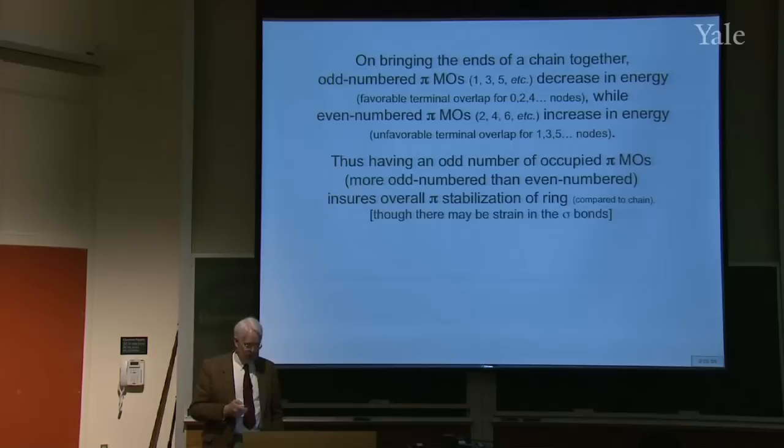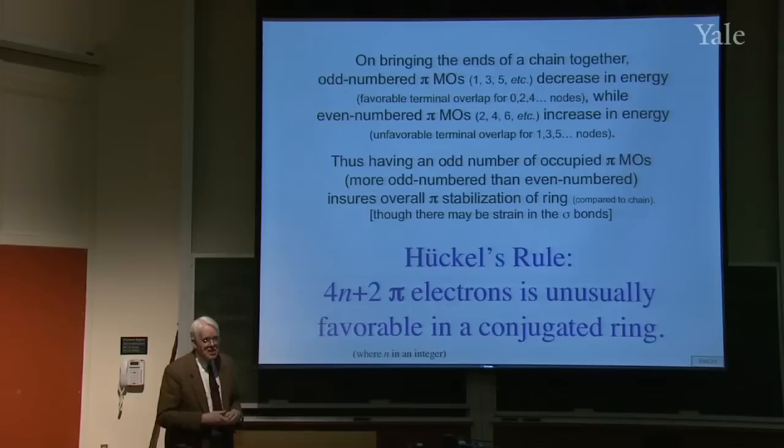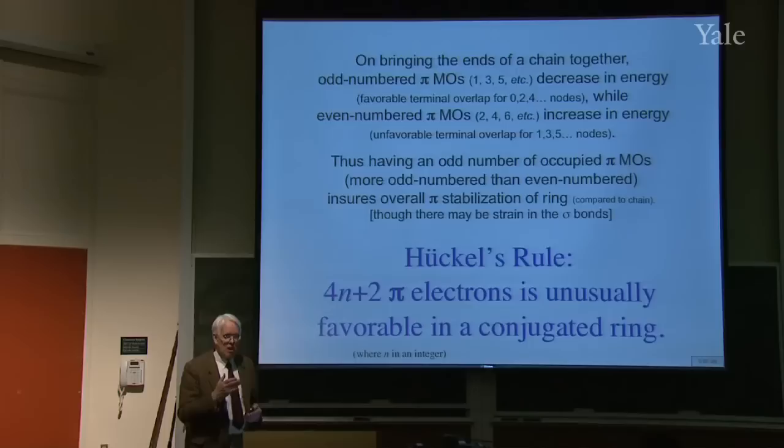Of course, you also have to take into account the sigma bonds, because when you bend things into a ring, you may introduce ring strain, like in the three-membered ring. There's obviously that. But as far as the pi electrons go, there's going to be special stability if you have an odd number of electron pairs. And this gives rise to Hückel's rule, as it's called, which is if you have 4n+2 pi electrons, that's going to be unusually favorable in a conjugated ring. Compared to what? Compared to a chain that's not touching the ends, right? Linear versus ring is going to be especially stable if you have 4n+2 pi electrons.